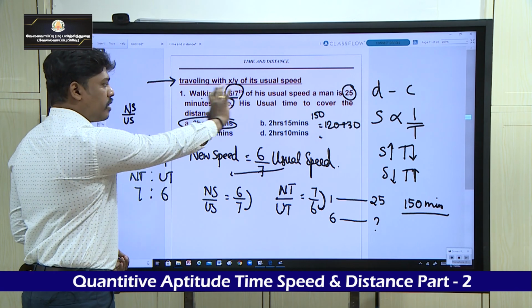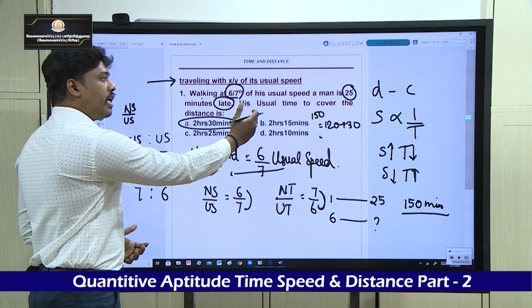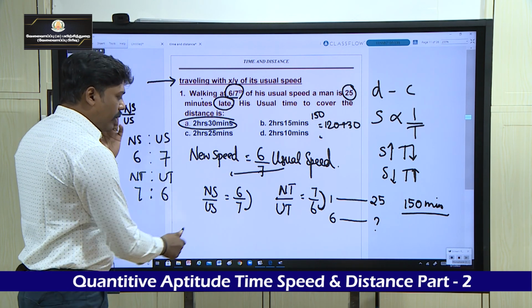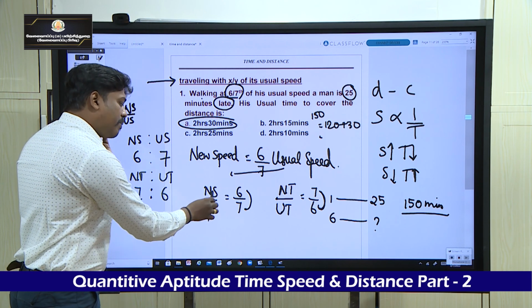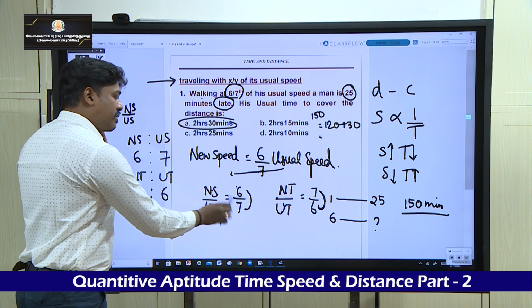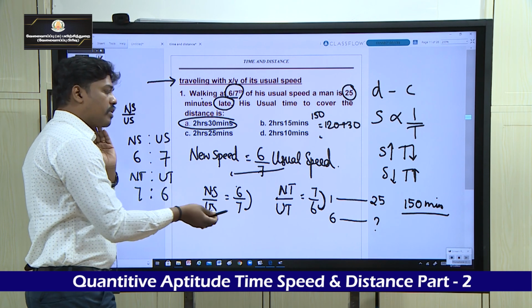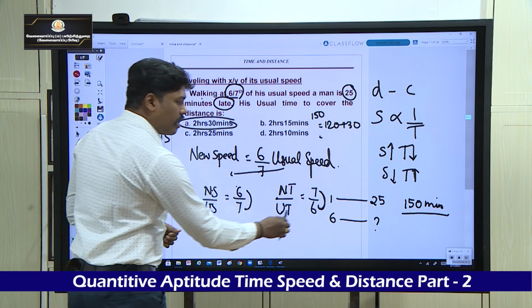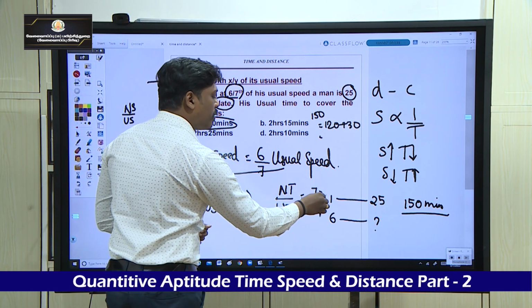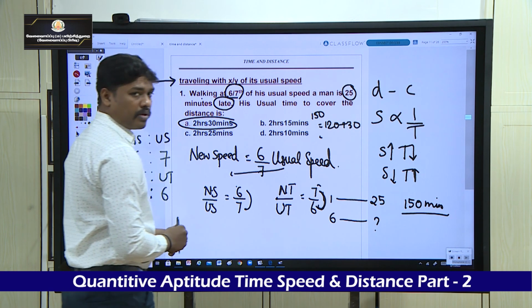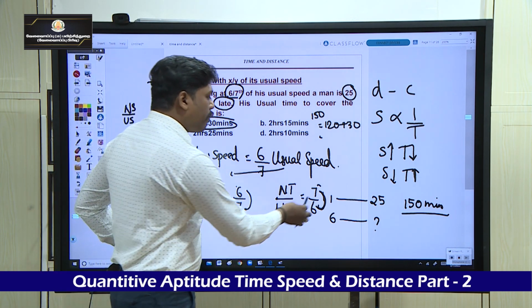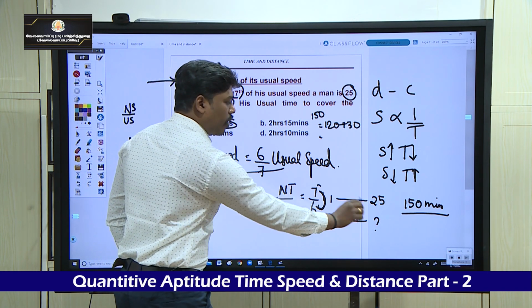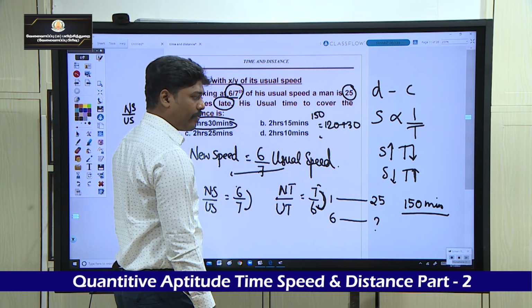They have not mentioned the distance. So speed is inversely proportional to time taken. Look at the speed here. New speed by usual speed is 6:7. So what would be the time? New time to usual time would be 7:6. So here, comparing usual time to new time, it is 1 part late. That 1 part is 25 minutes. What about usual time? 6 parts would be what? 6 into 25, 150 minutes.